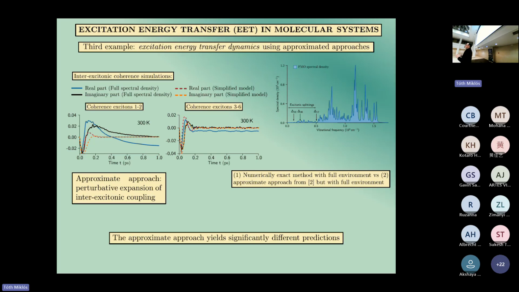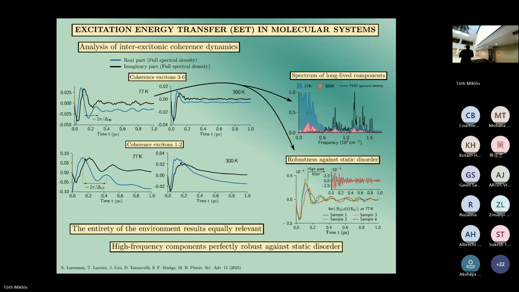And now let us analyze what is the nature of these interexcitonic coherences that we see when we consider the full environmental structure. So these are the simulations that we have seen before: coherence between exciton 3 and 6, coherence between exciton 1 and 2, 77 Kelvin, room temperature, considering the full spectral density. In particular, if we look at the spectrum of these long-lived components, so we focus on the dynamics toward 1 picosecond and apply a Fourier transform, we can see in blue the frequency spectrum at 77 Kelvin, in red at 300 Kelvin, and in dashed black lines the spectral density, just as a reference.